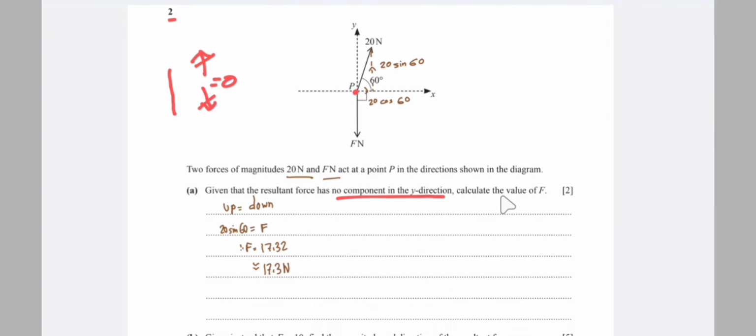Calculate the value of F. So we need to find the value of F, that is a downward force. We know that the resultant force in the y-axis is 0, that means the upward force is equal to the downward force. So the downward force is F, and for the upward force we need to break the 20 into its components, that is 20 cos 60 and 20 sin 60. So 20 sin 60 is equal to F. So the value of F comes to be 17.3 Newton.